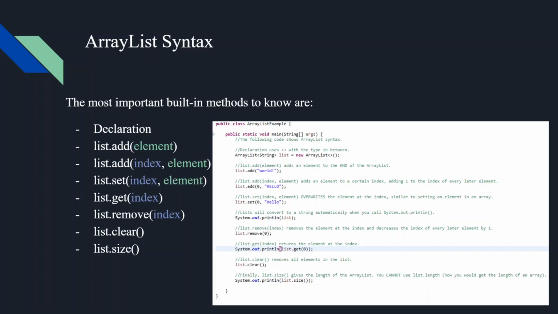Get returns the element at that index, and remove gets rid of the element at that index and shifts every element with a higher index to the left. Clear removes all elements from the array list, setting the size back to 0. Finally, size returns the length of the array list, which specifically is the number of elements in the list.